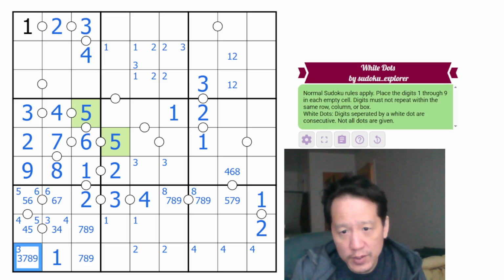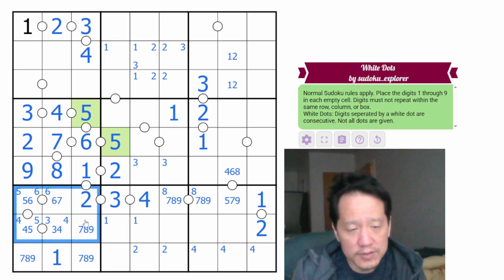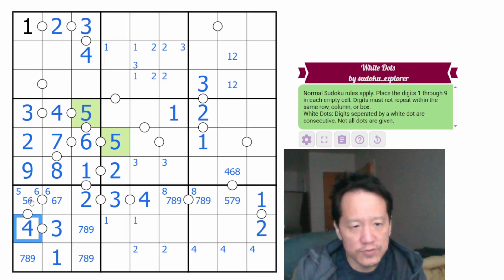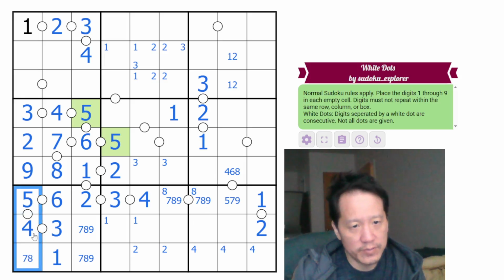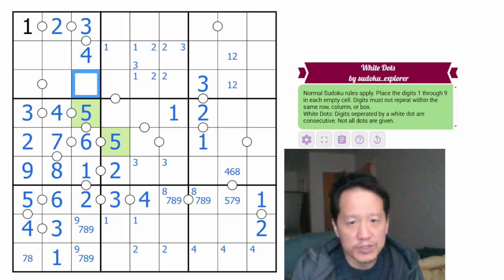3 cannot be here now in this lower left box. Where can it be in that box then? It has to be here. So this is 3, this is 4, this is 5, and this is 6. This cannot be 9 because of this 9. So one of these is a 9, which means this is specifically 7 or 8.